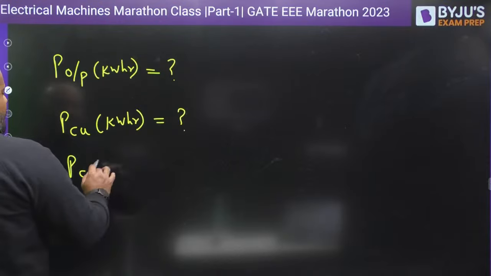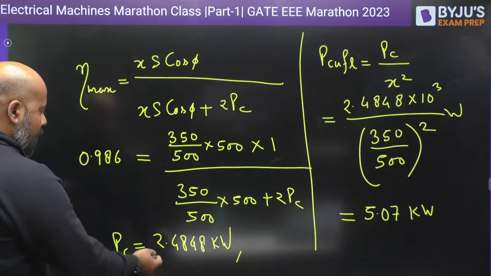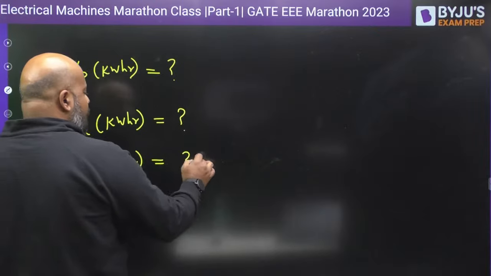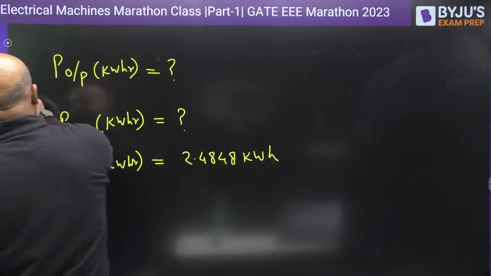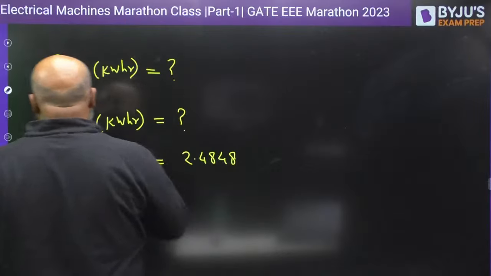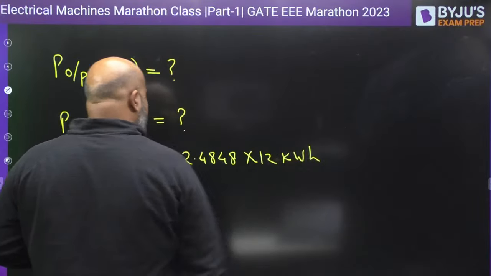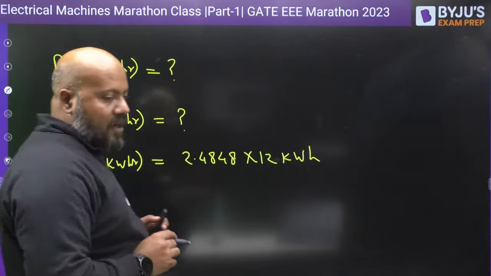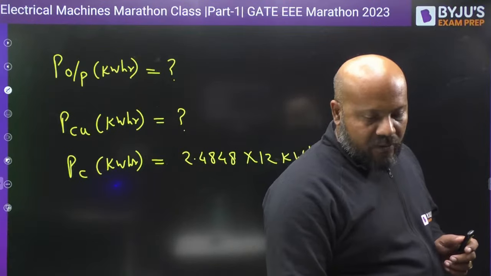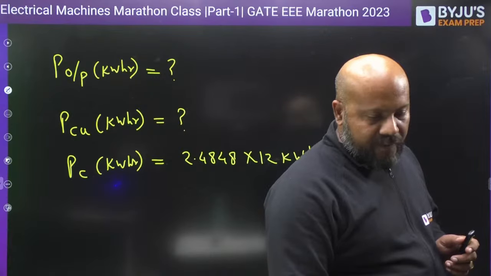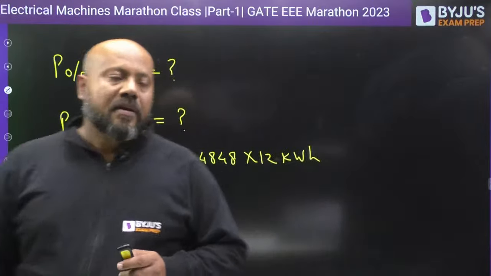What are the core losses? Kilowatt hour. You know the core losses are constant losses. Core losses you have just found 2.4848 kilowatt. It is 2.4848 kilowatt multiplied by 12. This is kilowatt hour. Now you can put all the values and you can get what is the energy efficiency or all day efficiency you are getting. As per my reference, you must be getting somewhere around 97.95.